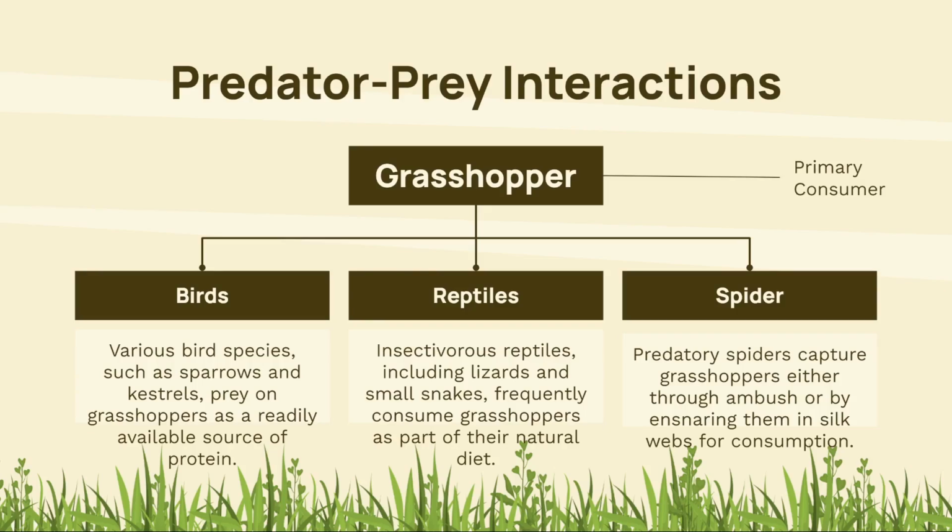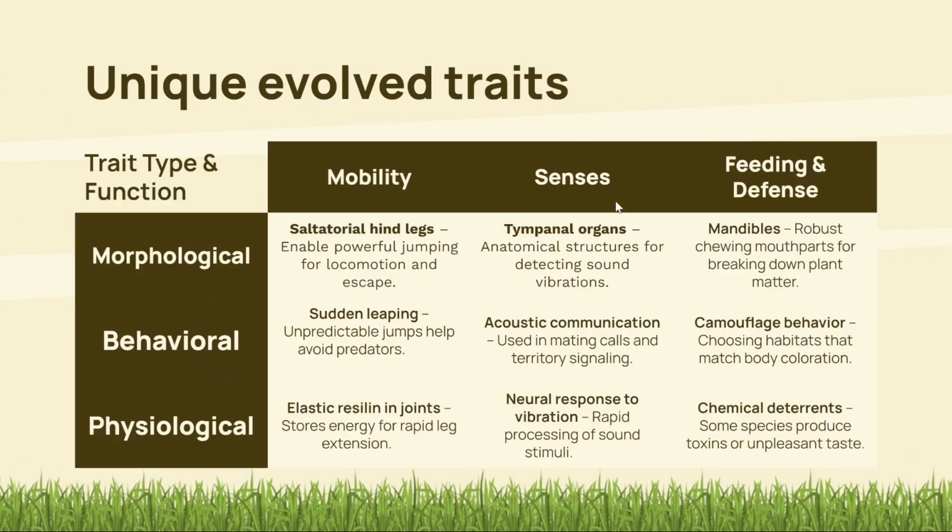It has birds, reptiles, and spiders, which include various bird species, reptile species, and spider species. And how the spiders actually consume them is they ambush them, usually with webs and spinning them in silk in order to consume them. And then for their unique evolved traits, they have different morphological, behavioral, and physiological traits, which all kind of go into subcategories of mobility, senses, and feeding and defense.